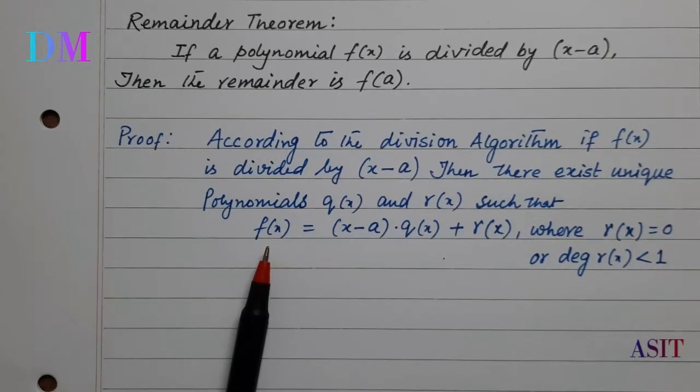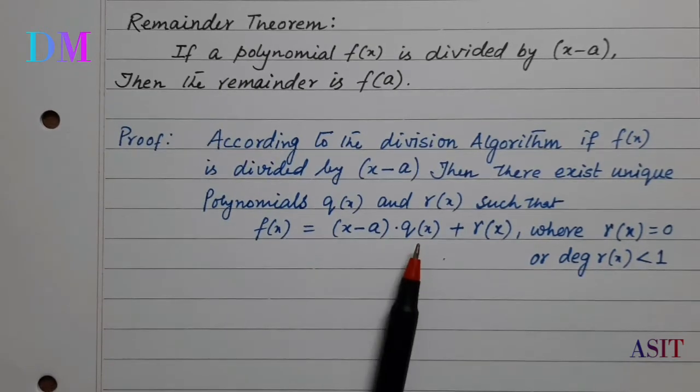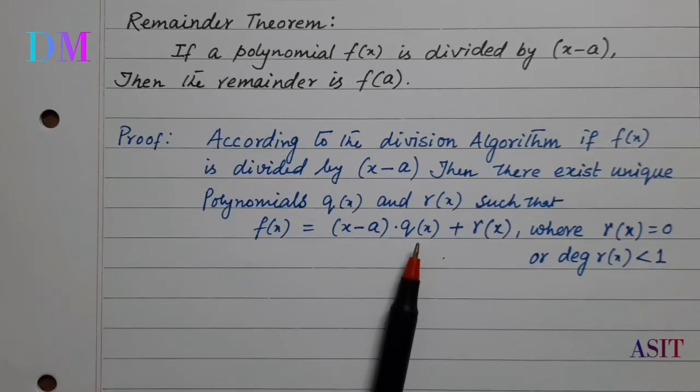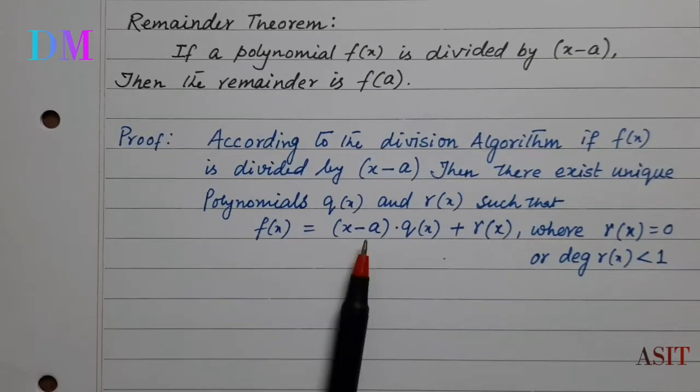Now here f(x) is known as the dividend polynomial. This x minus a is called the divisor polynomial. q(x) is called the quotient polynomial and r(x) is called the remainder polynomial. Why the degree of r(x) is less than the degree of the divisor polynomial, I have discussed in that previous video.